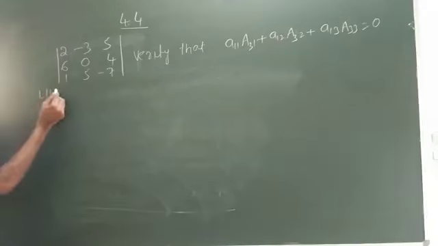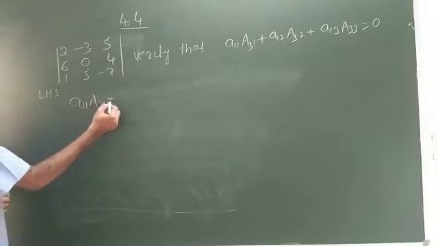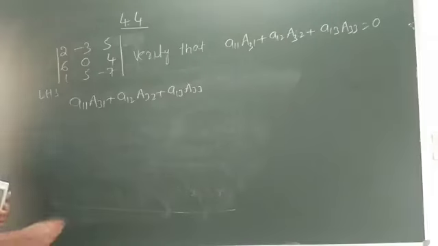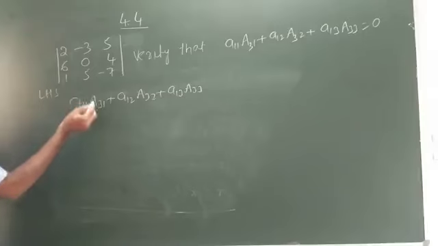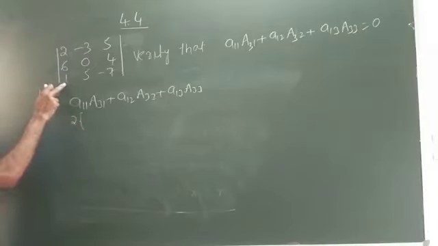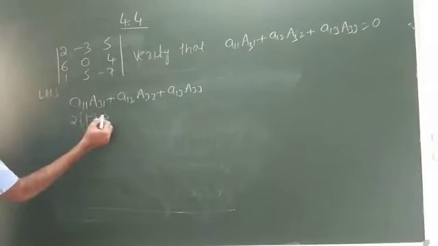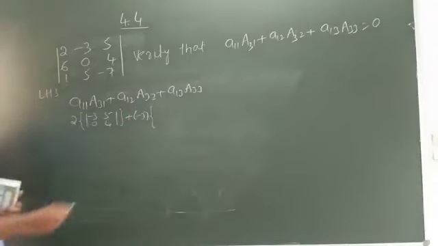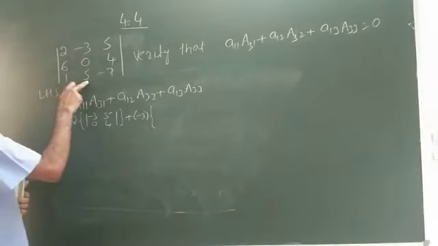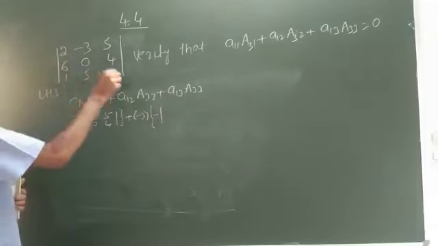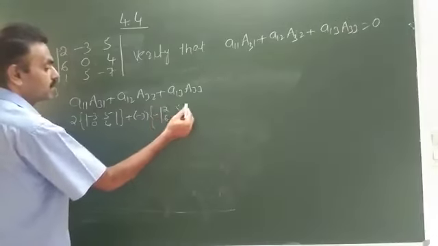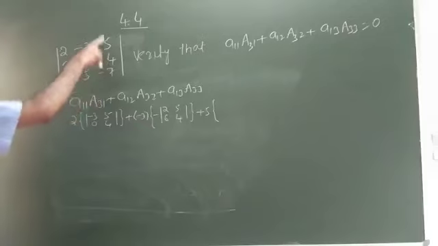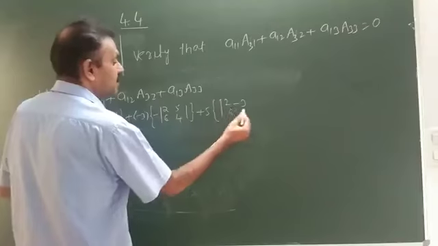So I consider the LHS: A11 into A31, A12 into A32 plus A13 into A33. What is A11? A11 is the first element, 2, into A31. A31 means third row, first column. You want the cofactor of this, it is positive. Leave the row and column, we get minus 3 5 and 0 4. A12 is minus 3, and we multiply that with the cofactor A32, that means the cofactor of 5. It is minus, leave the row and column, 2 5 6 4. A13 is 5 into A33. A33 is the cofactor of minus 7. Leave the row and column, you will get 2 minus 3, 6 0.